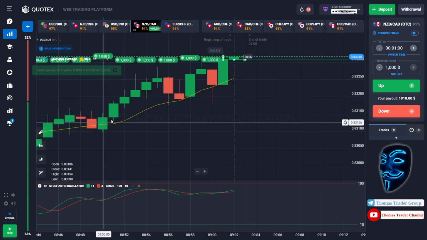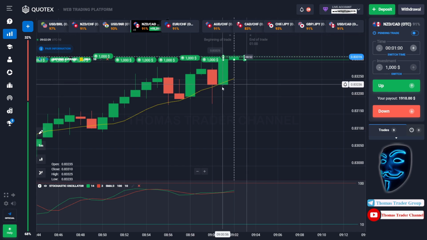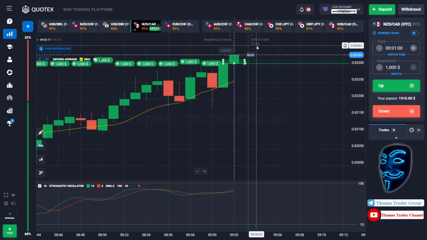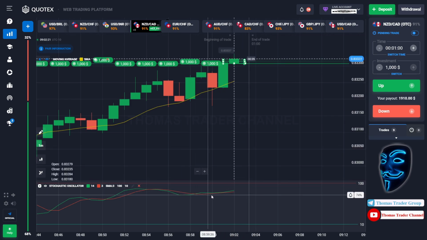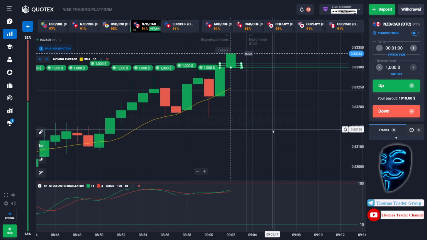As you can see, the market is going bullish. And the market has just made a rebound on the moving average line. I'm sure that the market will still continue the bullish trend, and the stochastic oscillator is also facing bullish trend. Let's prove it and let's wait till the end of our trade.